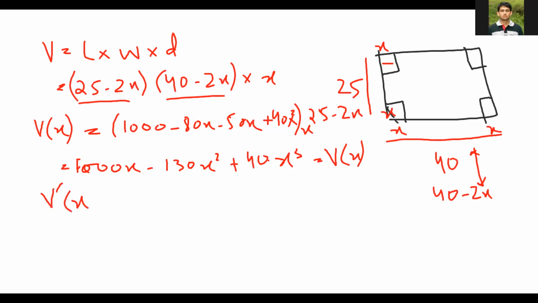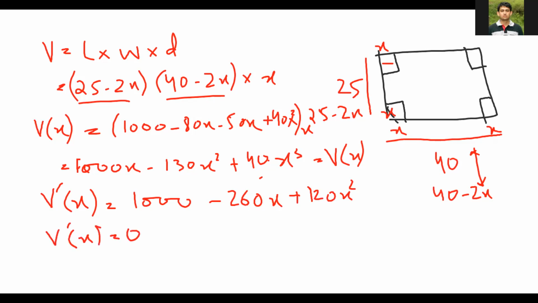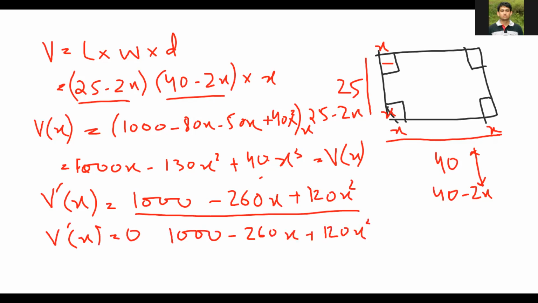So that is v prime of x, which is going to be 1000, right? I'm assuming that you are familiar with the concept of derivative. That is minus 260x plus 40 times 3, which is 120x squared. Now we are supposed to put v prime of x as 0. So when I do that, this is my v prime of x, and I'm supposed to set that equal to 0. So this is going to be 1000 minus 260x plus 120x squared equal to 0.